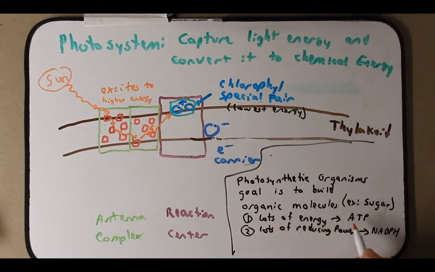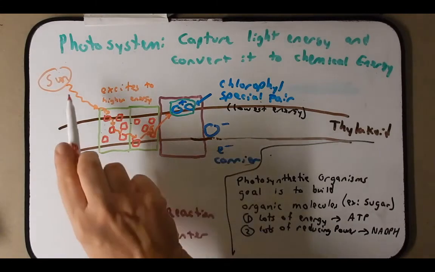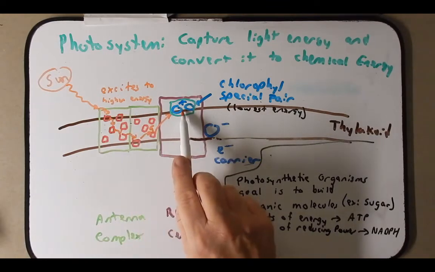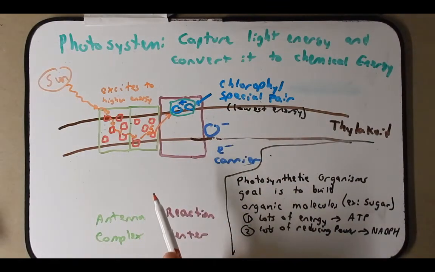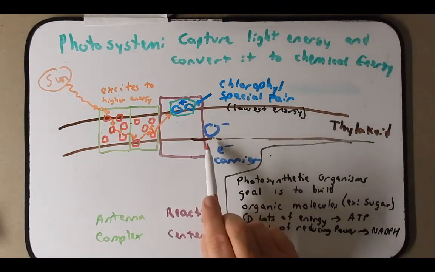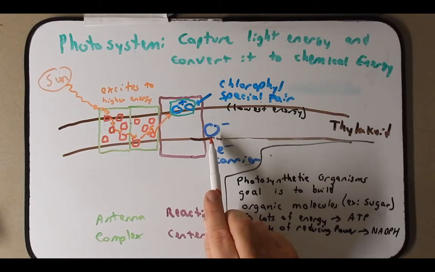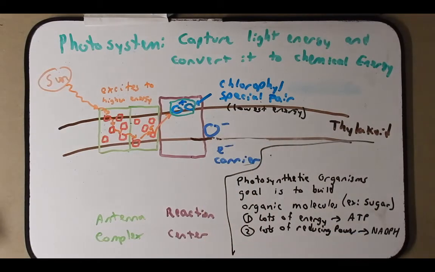In order to make both ATP and NADPH, they're going to require two photosystems. This part's going to be the same regardless: how the electrons are excited, how they're transferred to this special pair of chlorophyll molecules, and then how they're passed to this carrier. Now what's going to change between one photosystem to the next is the type of electron carrier here and what the end product will be.